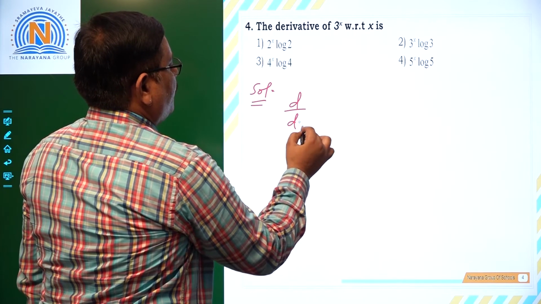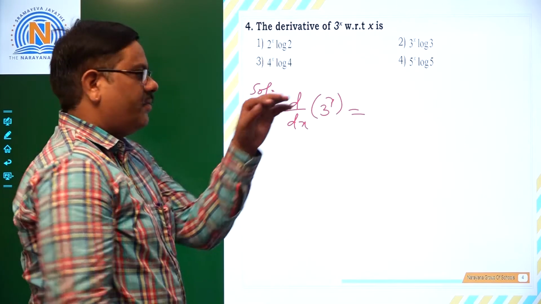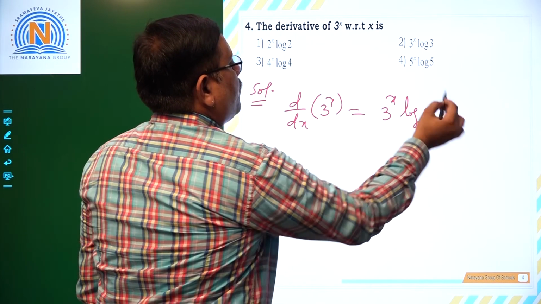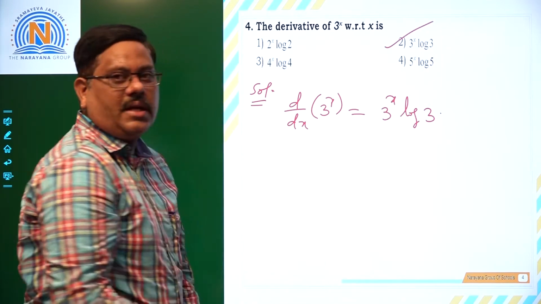d by dx of 3 power x, he is asking. It is in the form of a power x. d by dx of a power x is how much? a power x log a. So the answer is 3 power x log 3. 3 power x log 3 is nothing but the second option for us.